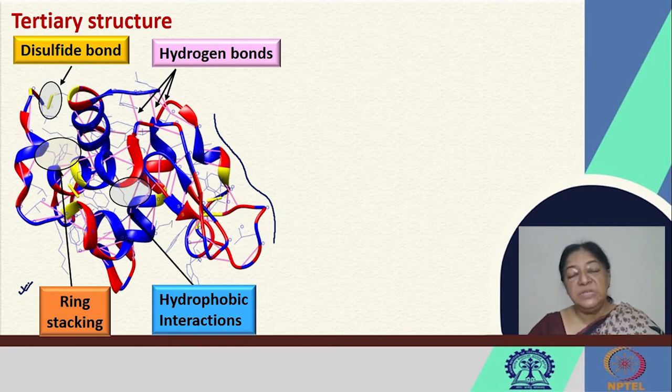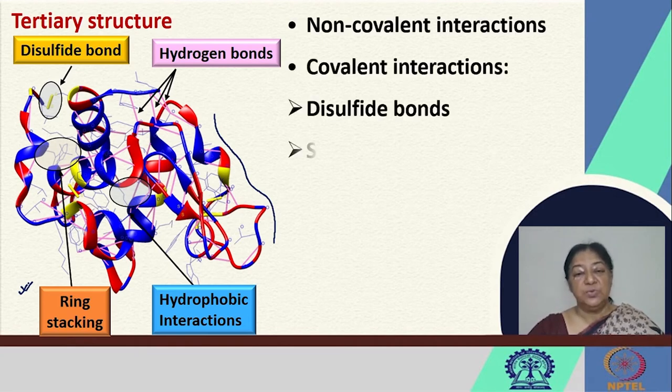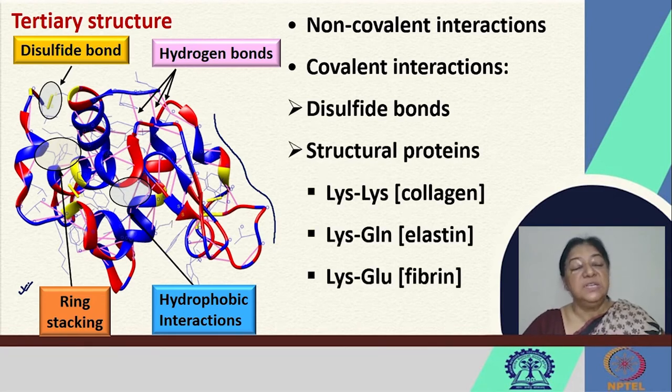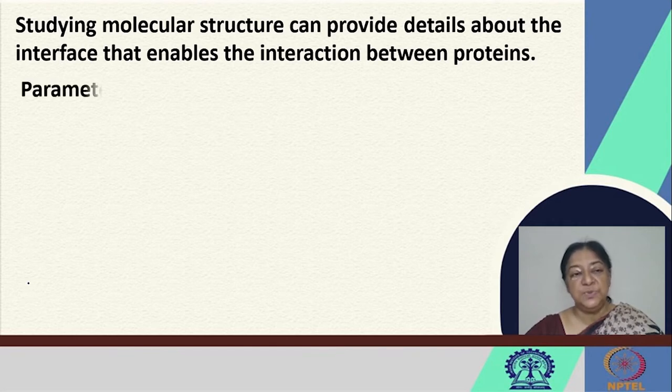So the properties that we see for a non-covalent tertiary structure interaction and the covalent interactions that we observe are similar to what we can see in the different types of proteins where we have a homo complex or a heterocomplex. So when we study this molecular structure, we can get details about the interface. And this understanding enables us to understand the interaction between the proteins.